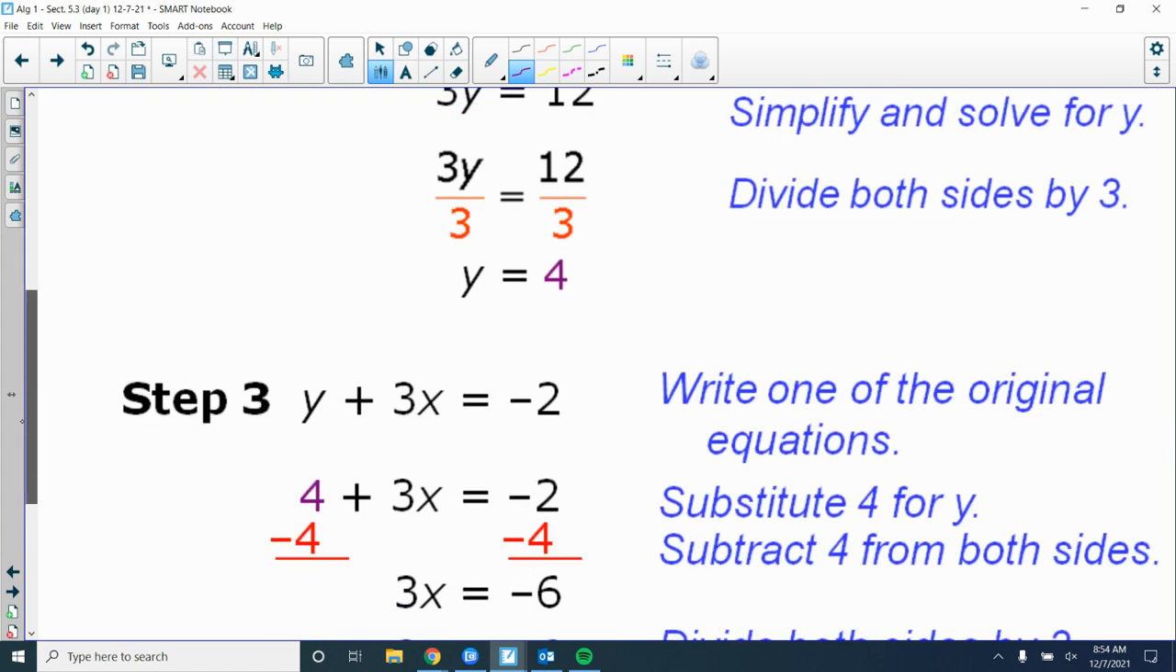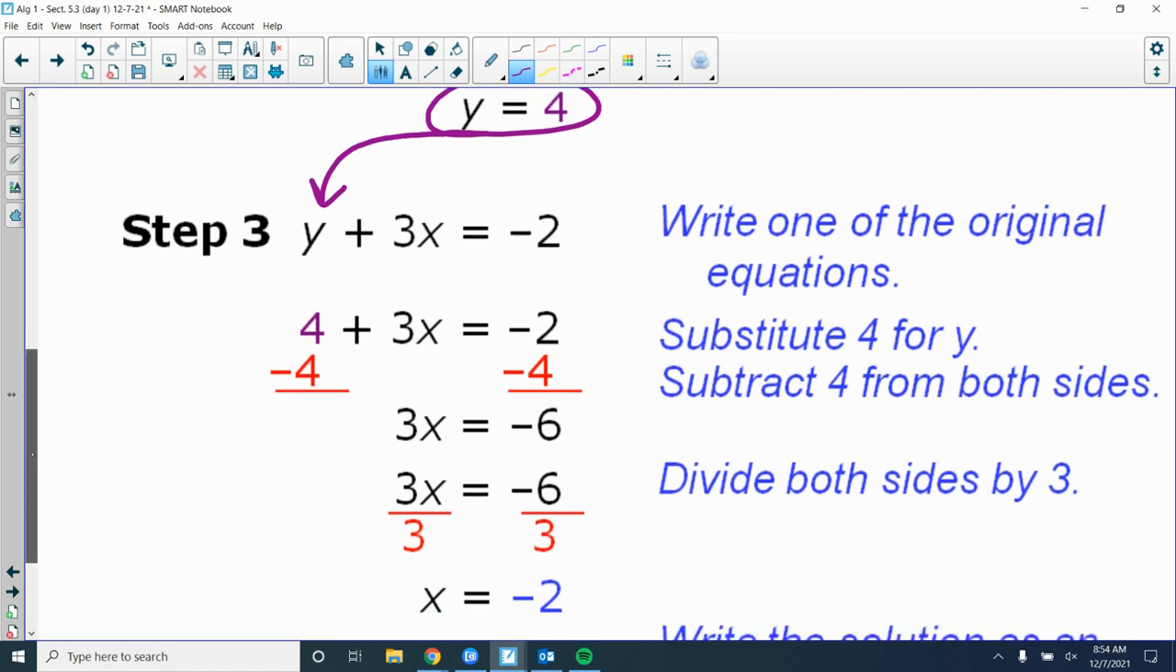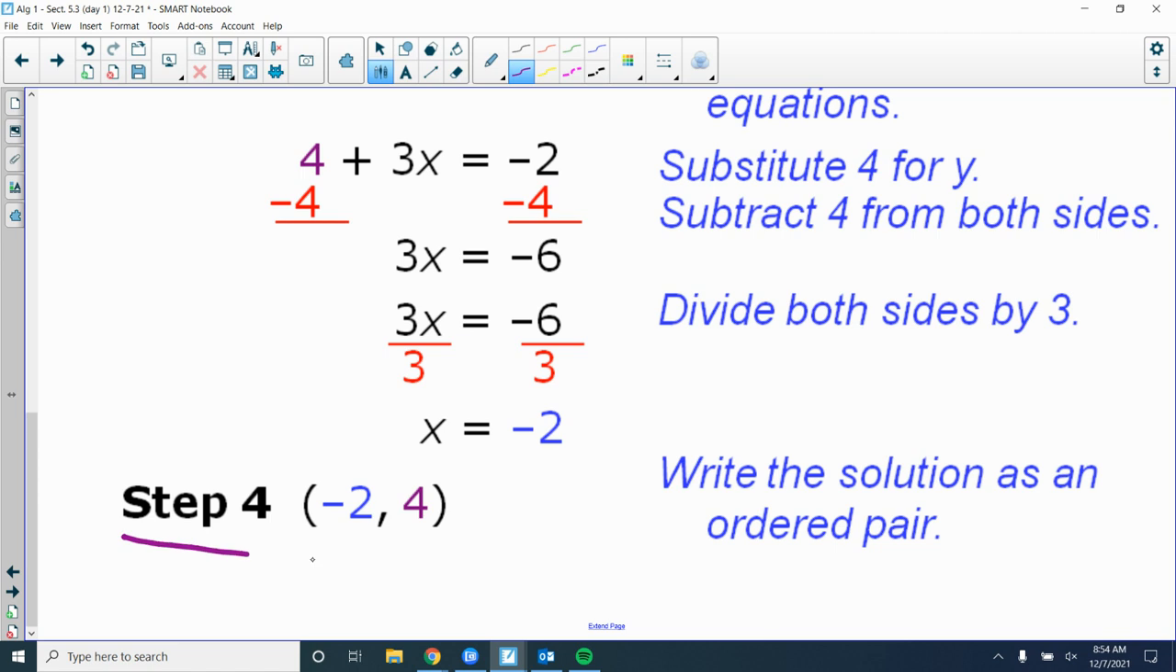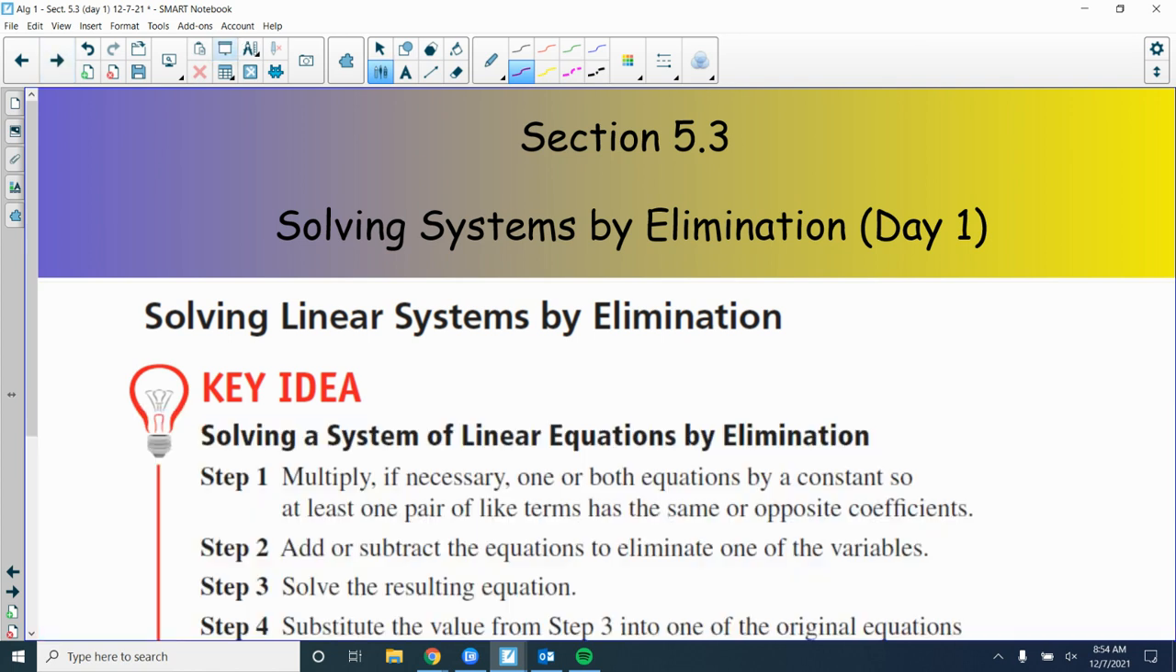So you just plug that 4 into one of your two equations, you substitute it in for the y, and then you figure out what the x is. So in the end, I still get an ordered pair. Overall, I like this method the best. But that's me. It doesn't mean it's the one you use for all cases, but I think more often than not, it's easier.